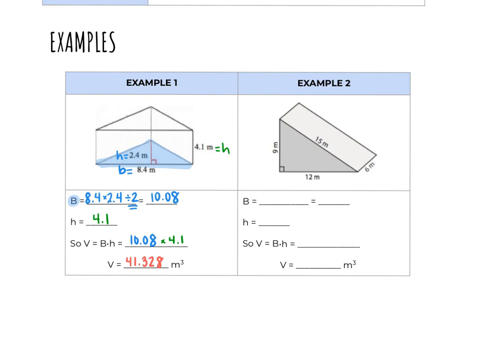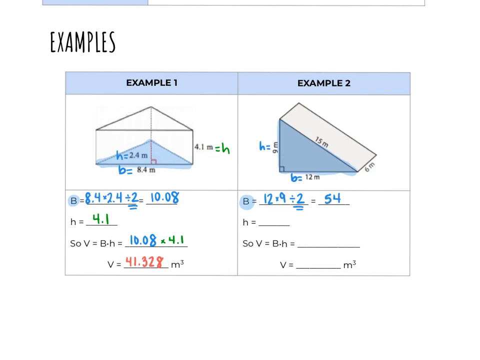For example 2, it's slightly different because the prism is not laying on the triangle. But since it's a triangular prism, my base shape has to be the triangle no matter where that triangle is. So my base is still the triangle, which I'm highlighting right now. To find the area of that triangle, I take its base times height and divide by 2. The base here is 12 meters. The height of the triangle is 9 meters. So I do base times height divided by 2, and that gets me an area of 54.